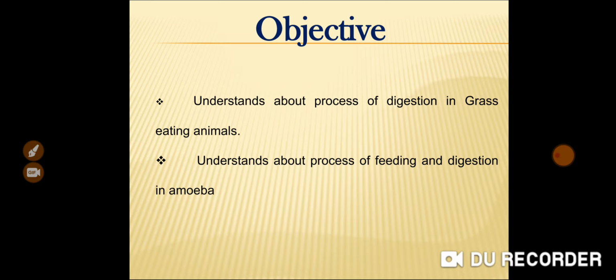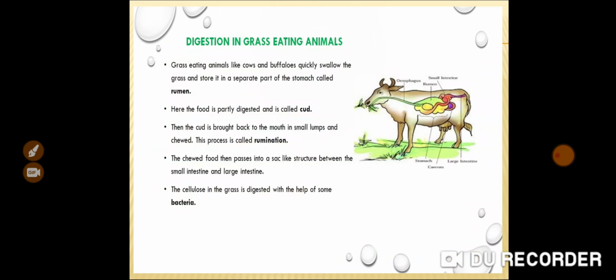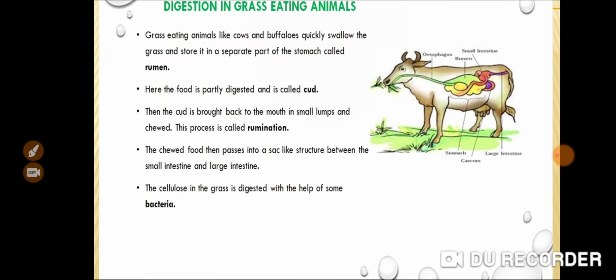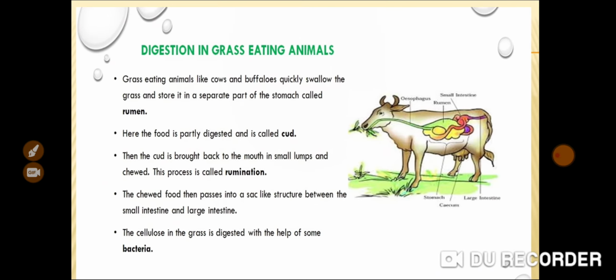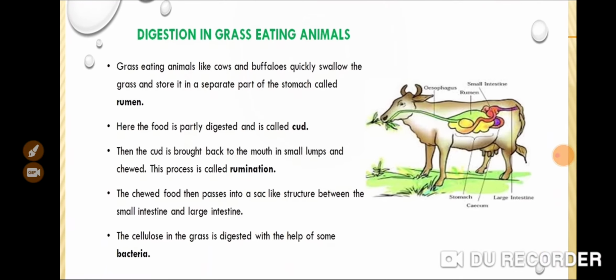The objectives of these topics are to understand the process of digestion in grass eating animals, and second, to understand the process of feeding and digestion in amoeba. Now let us start with digestion in grass eating animals.